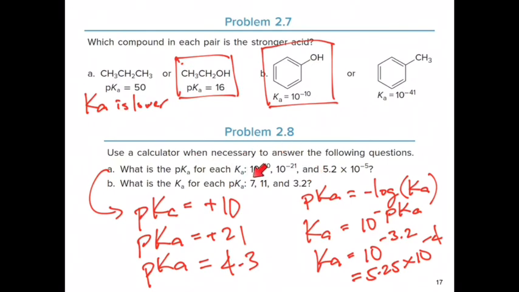For the first one here, and the second, 7 and 11, the Ka is 10 to the negative 7 for this one, 10 to the negative 7. And then this one would be the exponent, 10 to the negative 11.